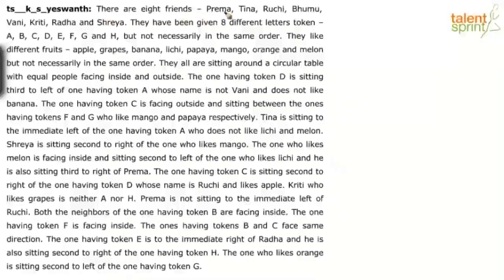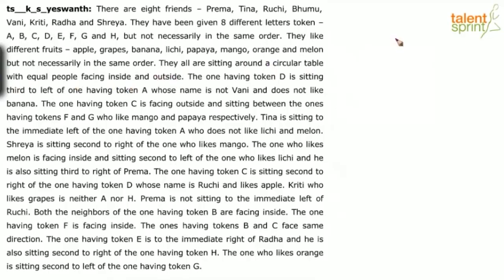There are 8 friends: Prema, Tina, Ruchi, Bhumu, Vani, Kriti, Radha and Shreya. They have been given 8 different letter tokens: A, B, C, D, E, F, G and H, but not necessarily in the same order. They like different fruits: apple, grapes, banana, lychee, papaya, mango, orange and melon, but again not in the same order. And they're all sitting around a circular table with equal people facing inside and outside.